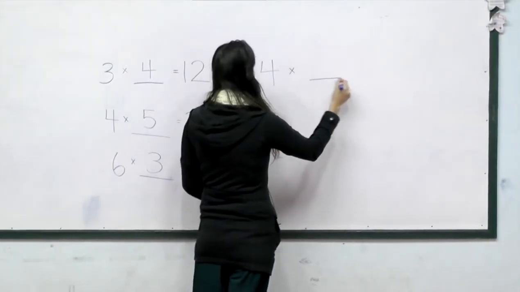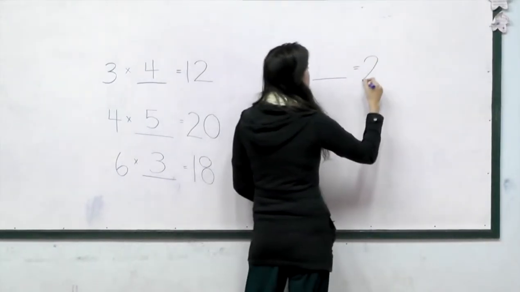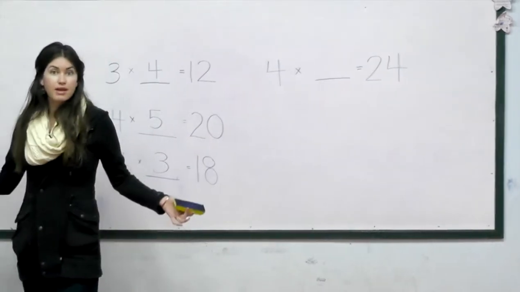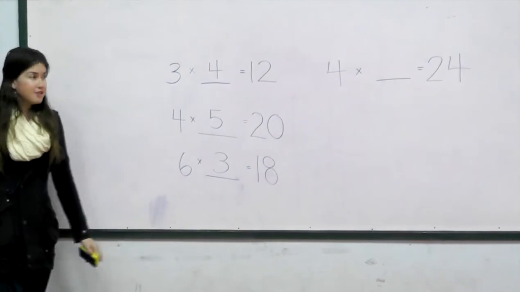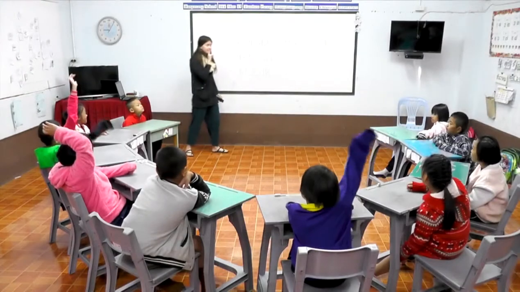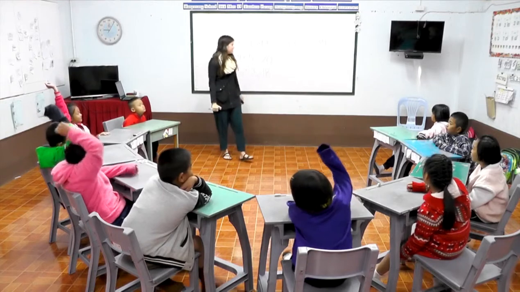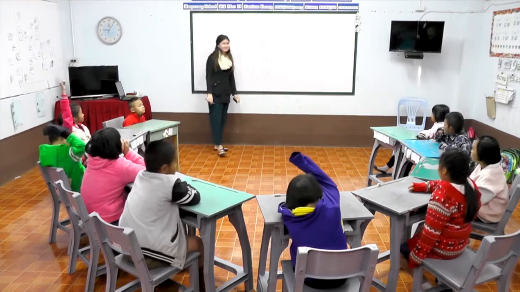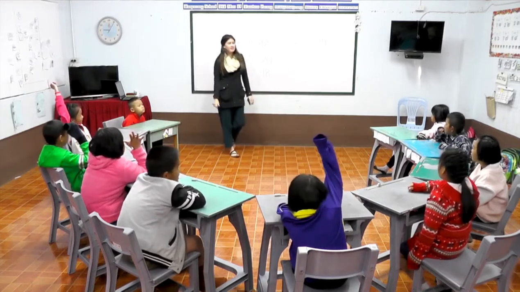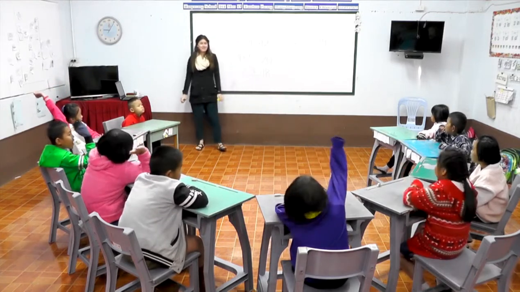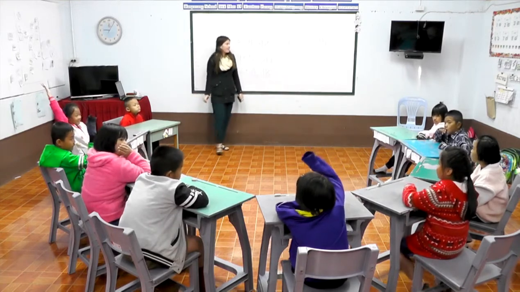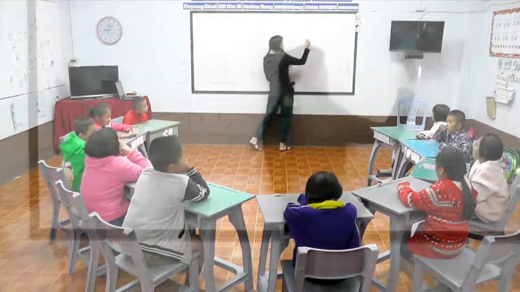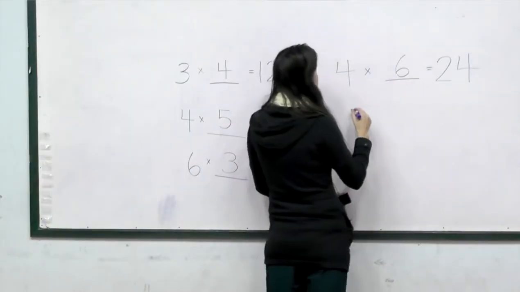You know what to do. 4 times blank equals 24. 4 times what number equals 24? Raise your hand. Keep it secret. Okay, still thinking about it? Got it. 4 times what is 24? 6. You are right, friends. Very nice job. Good job.